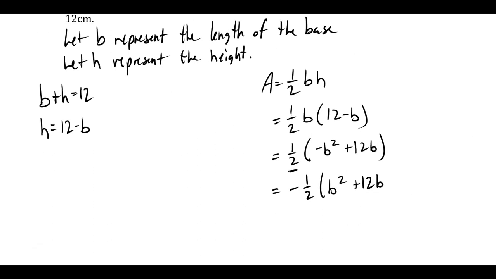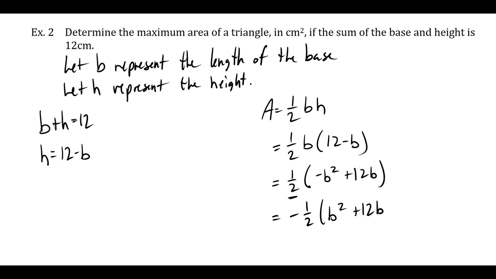But I'm going to continue by completing the square here and finding the vertex, and that's going to give me the maximum area of a triangle that has a base and height that add to 12. There would be an infinite number of pairs of numbers that add to 12, right? Well, some of them wouldn't work because they'd be negative, but mathematically the sum of lots of numbers is 12.